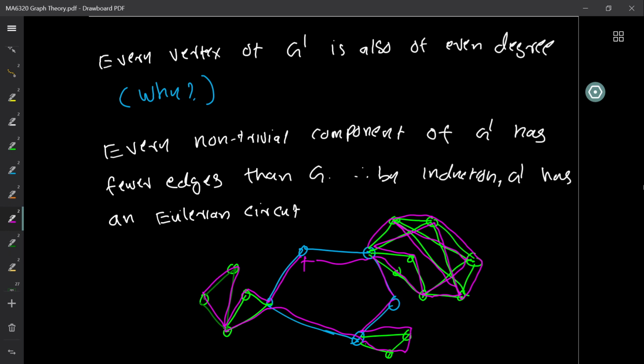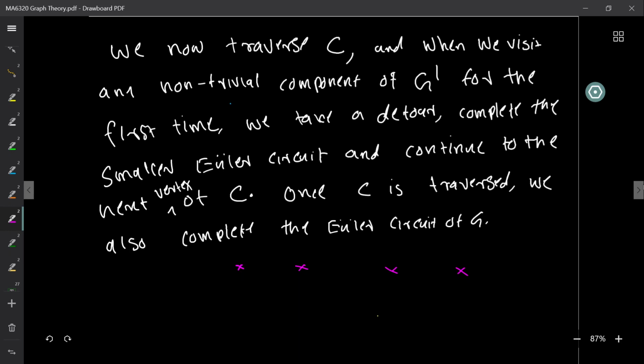So by induction, each of these smaller components has a circuit, and this is the proof: we traverse C, and when we visit any non-trivial component of G prime for the first time, we take a detour, complete the smaller Eulerian circuit, and continue to the next vertex of C. So once C is completely traversed, we also complete the Eulerian circuit of G. So this is the proof.